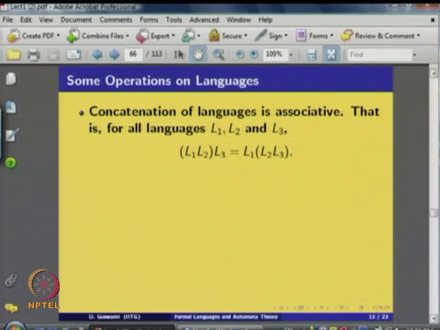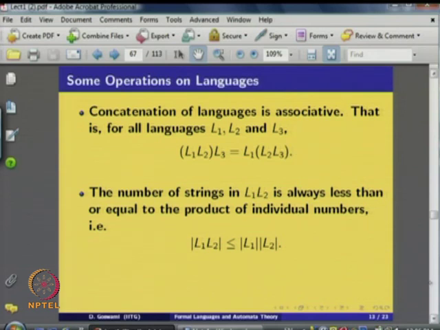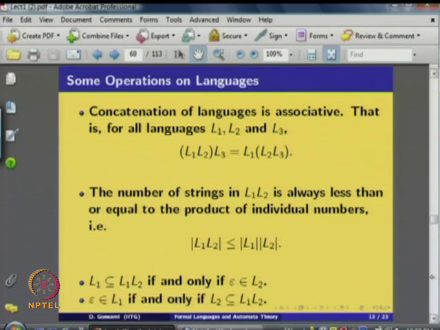We see that concatenation of languages is associative, that is, for all languages L1, L2 and L3, (L1 L2) L3 can be written as L1 (L2 L3). So, in general we write it as L1 L2 L3 without any parentheses. Then the number of strings in L1 L2 is always less than or equal to the product of the individual numbers. We have already mentioned it. We see that L1 is a subset of L1 L2 if and only if epsilon belongs to L2, and also epsilon belongs to L1 if and only if L2 is a subset of L1 L2.